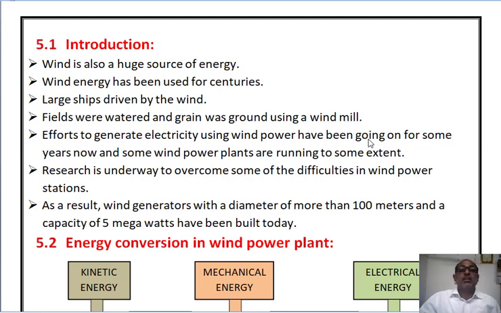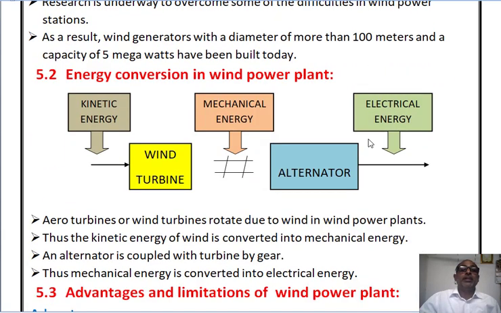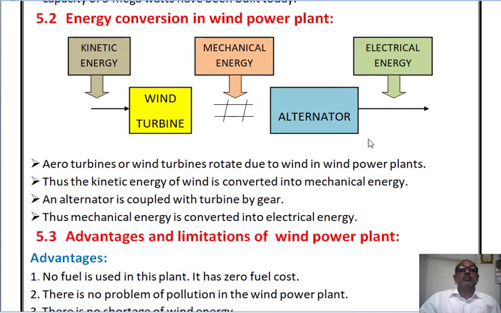As a result, wind generators with a diameter of more than 100 meters and a capacity of 5 megawatts have been built today. Now, the energy conversion in a wind power plant. Here is the block diagram of the energy conversion that takes place in the wind power plant.